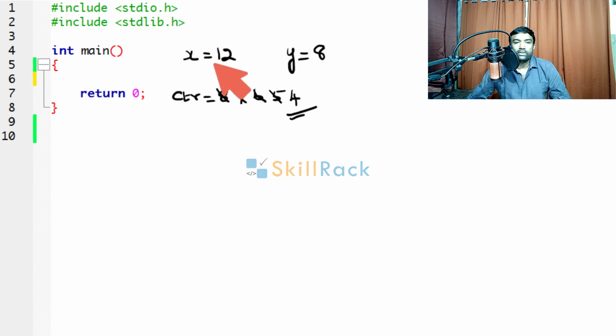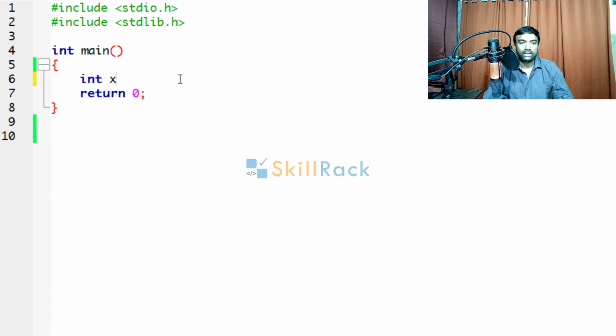So the implementation logic is find the smaller number between x and y, that is here 12 and 8, and start with that value as the counter and keep decreasing as long as the counter value does not divide both x and y. So once you get that value, then that is the HCF or GCD of x and y. Now let us solve this program in C. So now we have to accept the value of x and y.